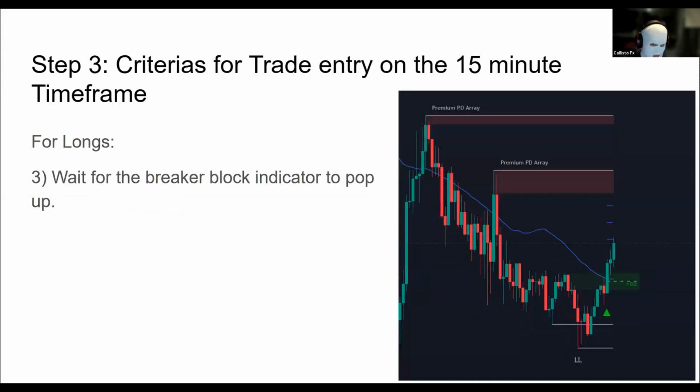Step number 3. Okay. Wait for the breaker block indicator to pop up. Now this can be actually seen with the green color box over here. Right? A green color box indicates a bullish breaker block. Okay, so this is where I'm expecting price to come back and retest to continue higher.